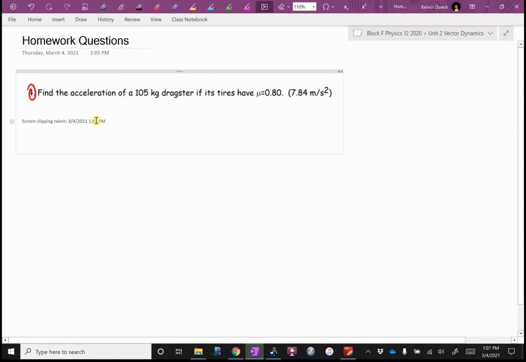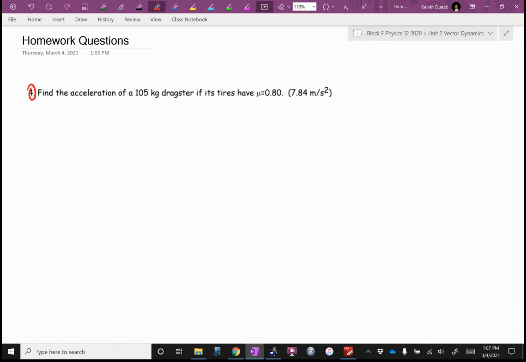It says, find the acceleration of a 105 kilogram dragster if its tires have a coefficient of friction of 0.7. How are we going to do that? Well, as usual, this is a job for a free body diagram. And if we draw the free body diagram, we get the obvious ones, mg, normal force. Which way is this dragster accelerating?